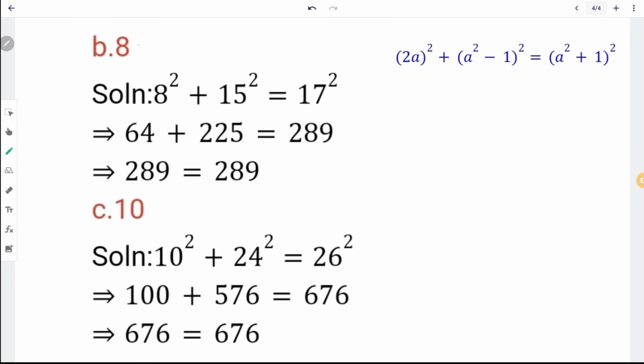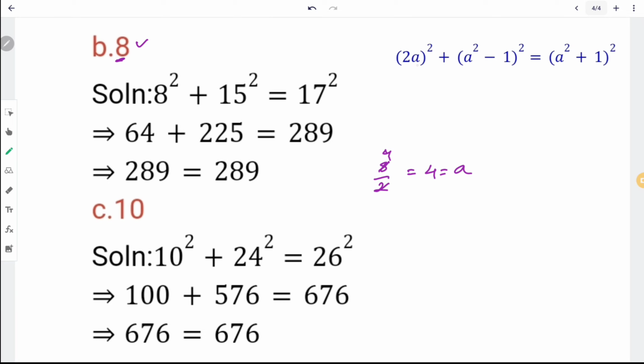Let's do one more again. Now they've given us 8 here. They've given us one, and we have to find the other two. So how do we find? First thing, divide this 8 by 2, and I'm going to get 4. So remember, 4 equals a here, right?